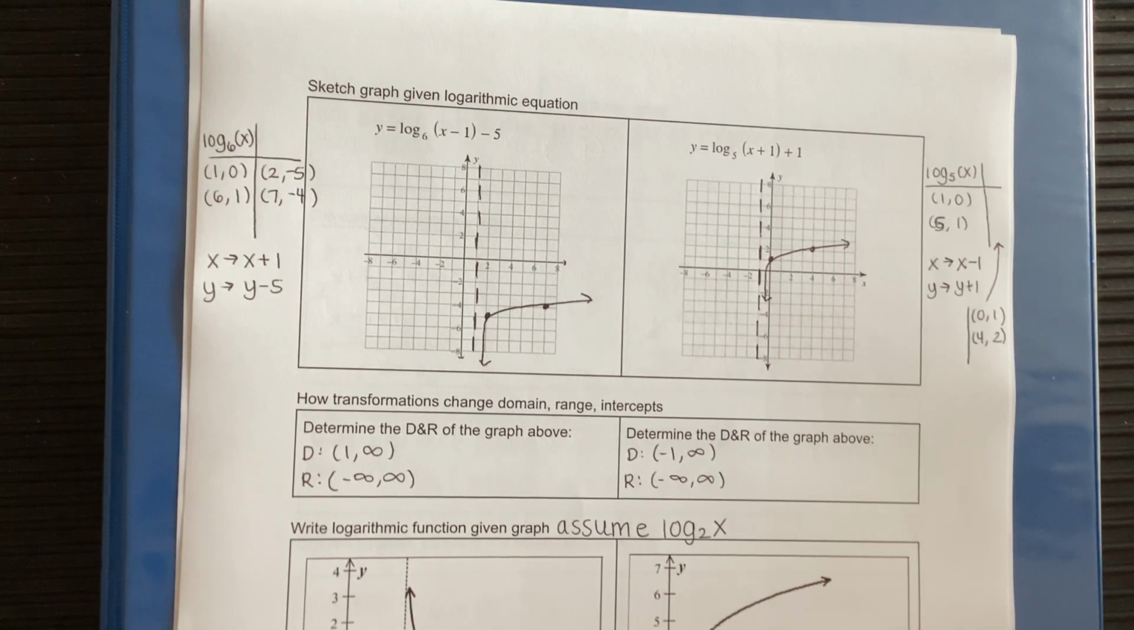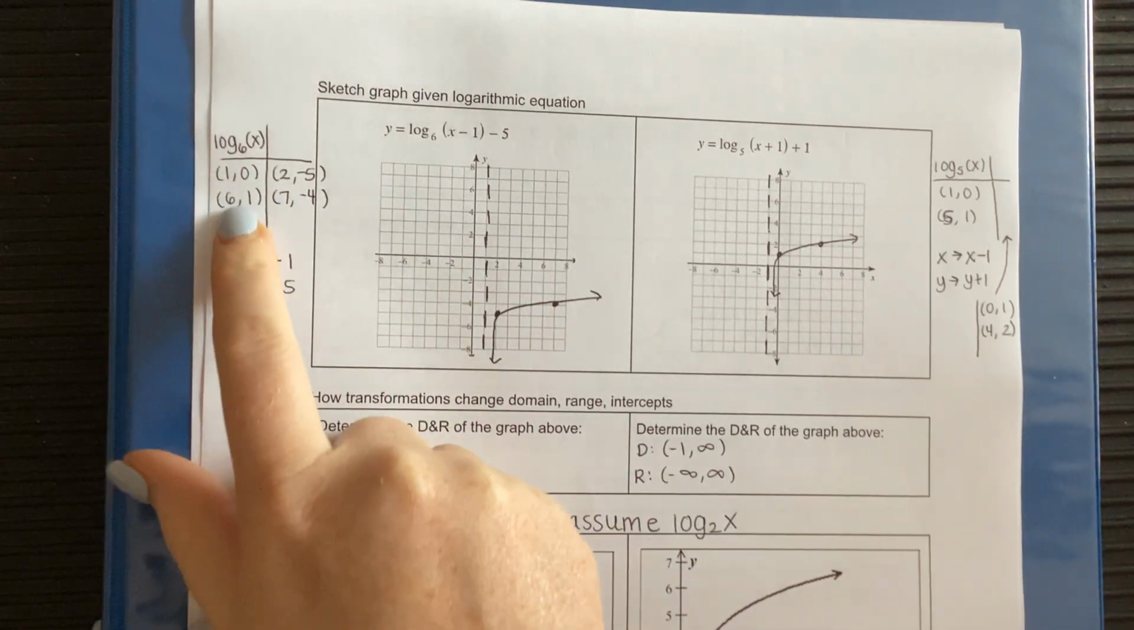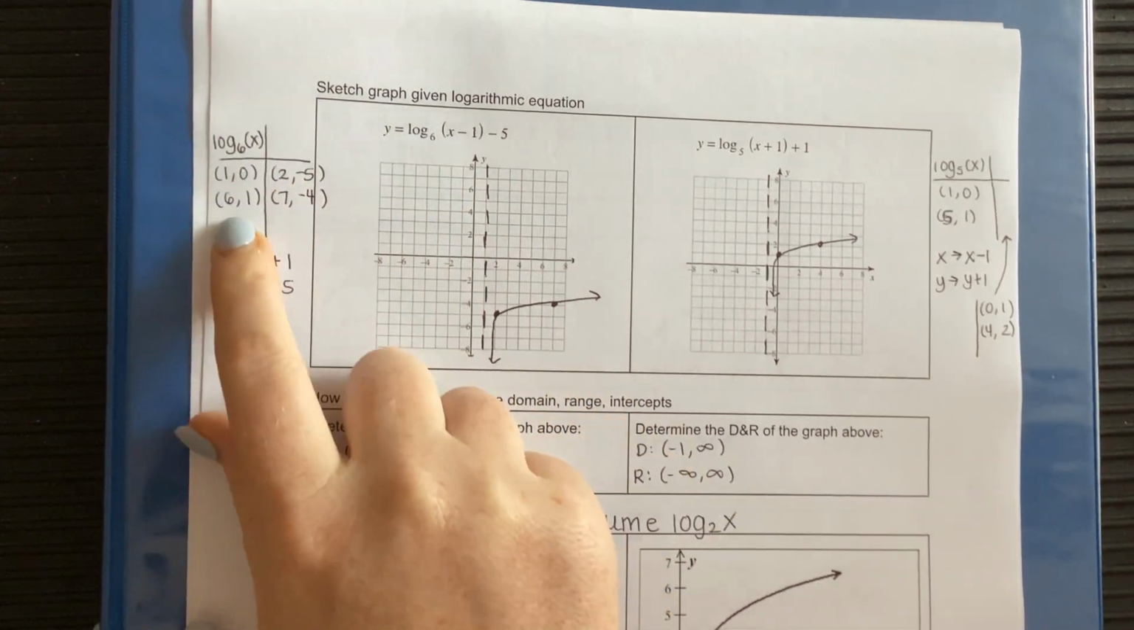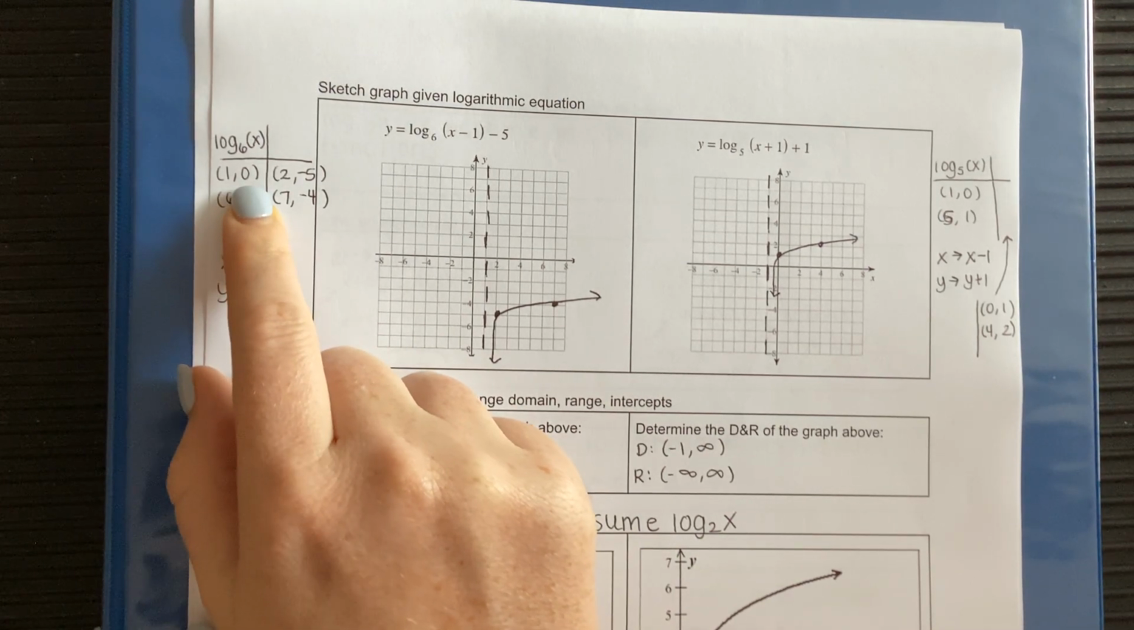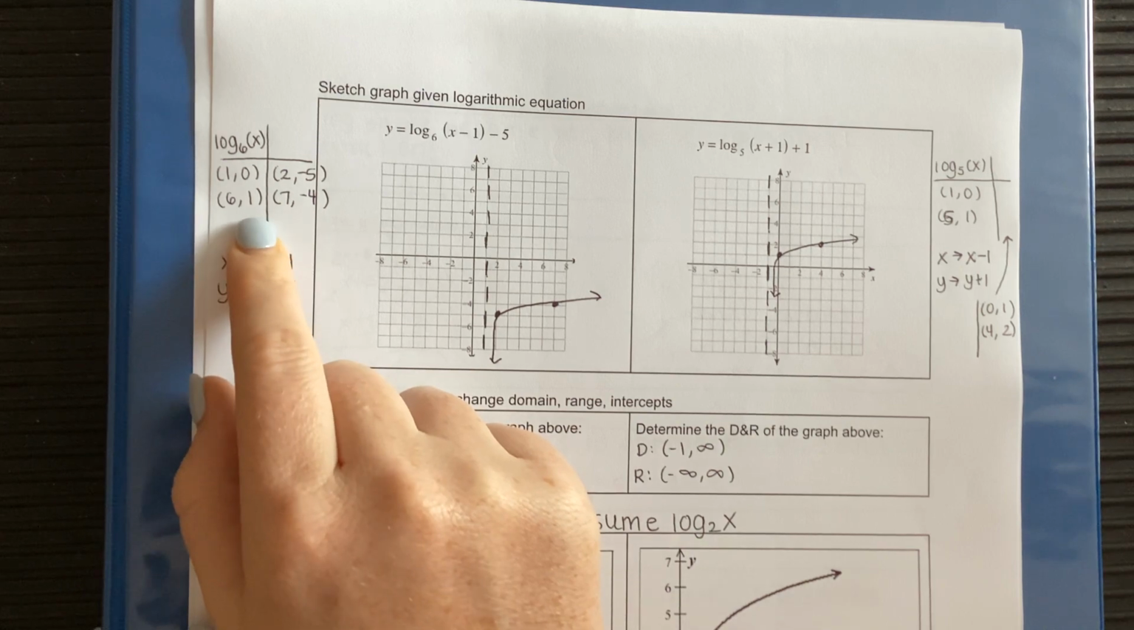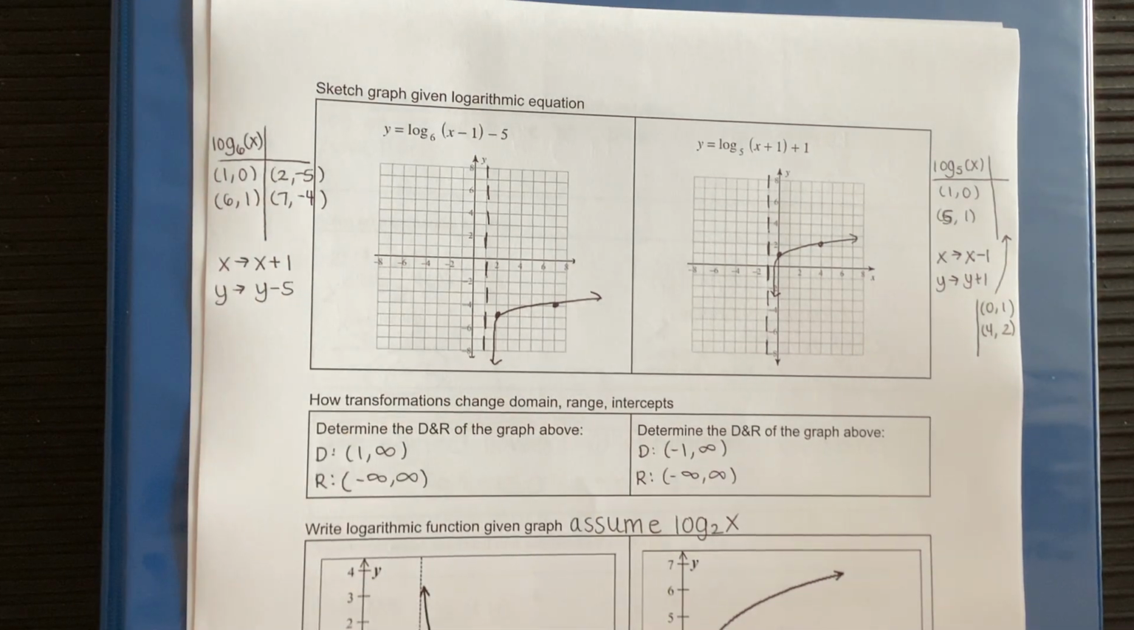Okay, next thing is sketch a graph given your log equation. So if you're given your log equation, you have to write your base equation first. So log base 6 of x, that's your parent function. 1 comma 0 is always going to be on your log, and then your base comma 1. All right, so this is like the opposite of exponential.